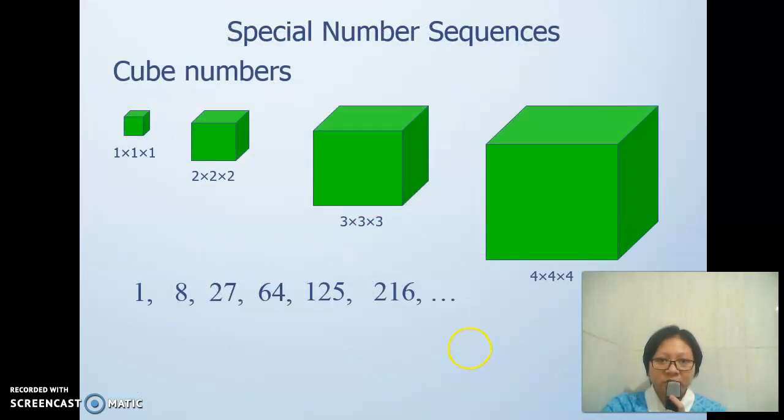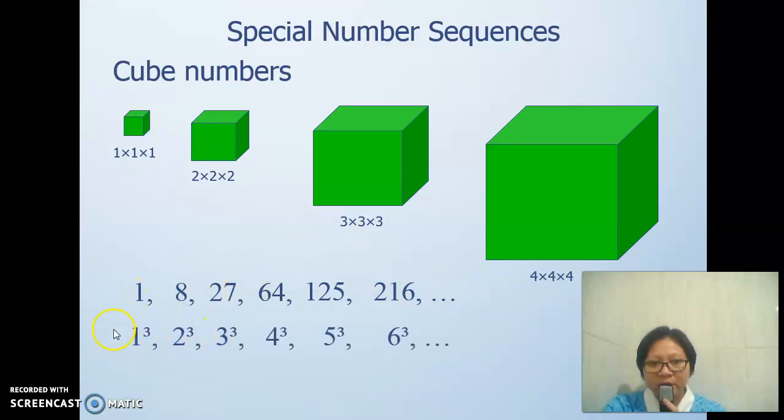The second special number sequence is cube numbers. See, 1, 8, 27, 64, 125, 216. These are cube numbers. So when I write down the cube numbers in index forms like this: 1 cubed, 2 cubed, 3 cubed, 4 cubed, 5 cubed, 6 cubed, I can formulate the nth term by cubing the position term, because this is the first position, second position, third position, fourth position, fifth position, sixth position, and so on.